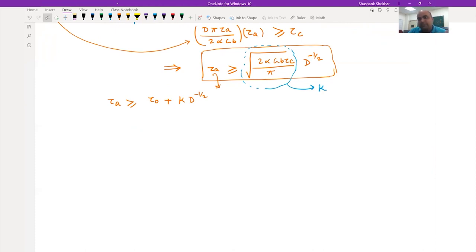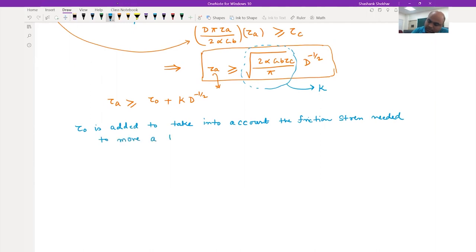Even if you don't have grain boundaries, the friction stress, which is the Peierls stress, has to be overcome if you want to move the dislocation. So tau naught is added to take into account the friction stress needed to move our dislocation. Okay, so overall you are getting this particular equation, and you will see eventually that the Hall-Petch relation is also given by almost this equation, where we are replacing tau with sigma.